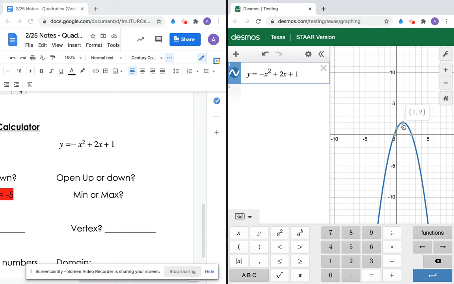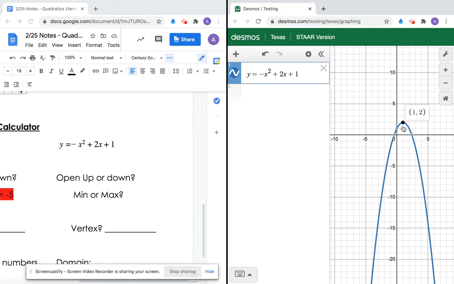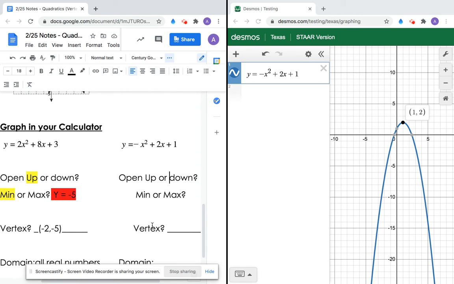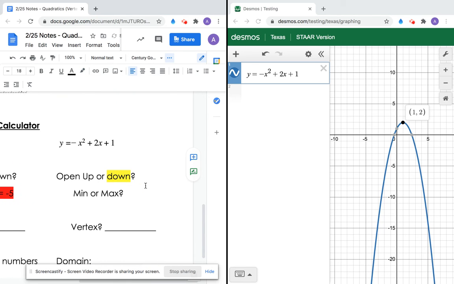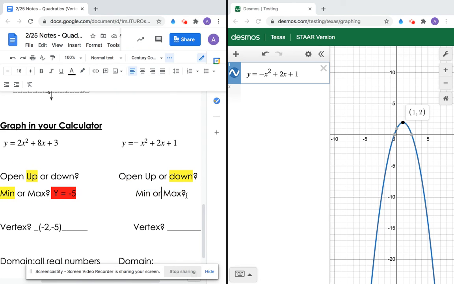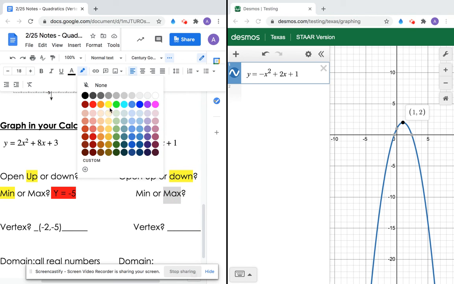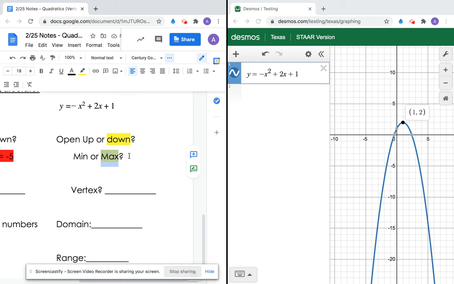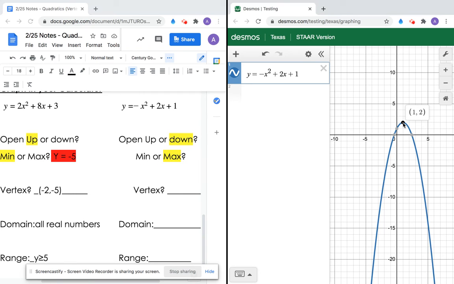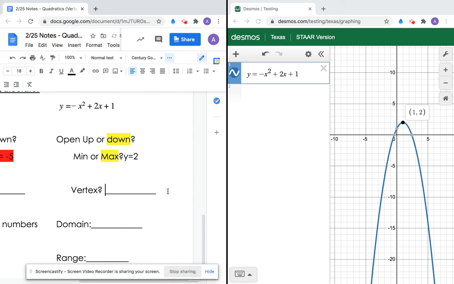So now when I look at my graph, I can identify the vertex, max or min. We know that this graph is opening down, so we're going to answer that first. It's opening down. Since our graph is opening down, this is a maximum value, and that maximum value will be the highest point of your graph, or the highest y value. So here at the highest point, the vertex is (1, 2), but the highest y value is going to be at 2. So y equals 2. Your vertex is at the highest point, and we already identified that to be (1, 2).